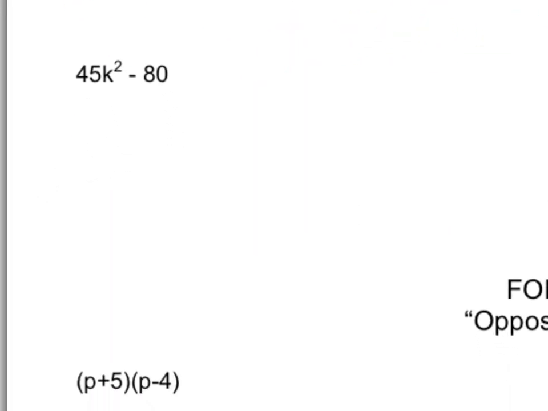Here we have a binomial, and when we say we had 2 terms, we should look at it closely to see if we have a difference of 2 squares. Well, at first glance we do not. But again, our first rule should always be to make the problem simpler, and that is to say, is there a greatest common factor? In this case, yes. 5 does go into both terms. So if I take a 5 out, I get 9k squared. 80 divided by 5 is 16.